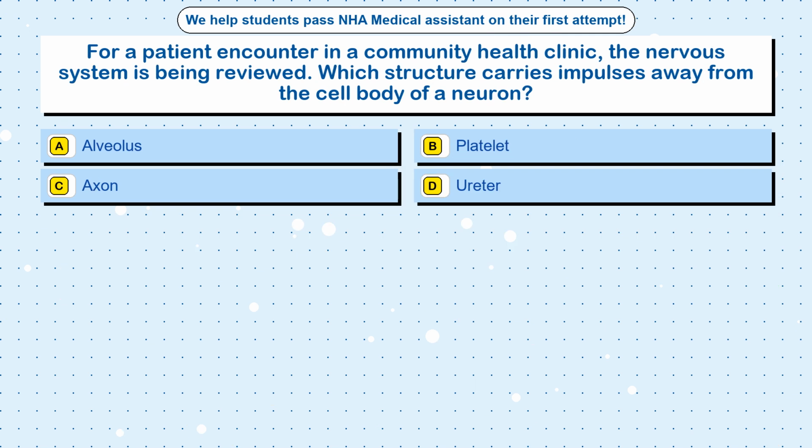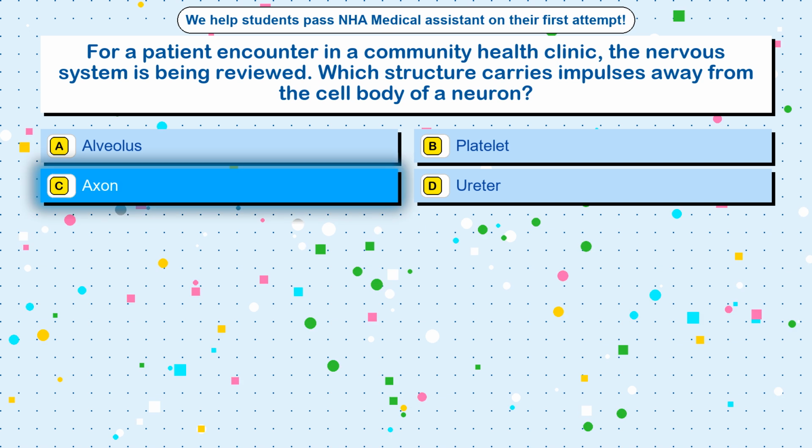Question 64. For a patient encounter in a community health clinic, the nervous system is being reviewed. Which structure carries impulses away from the cell body of a neuron? Option A. Alveolus. Option B. Platelet. Option C. Axon. Option D. Ureter. The correct answer is option C.